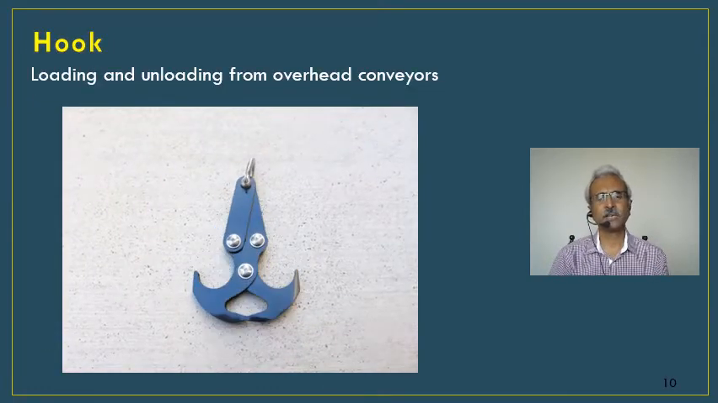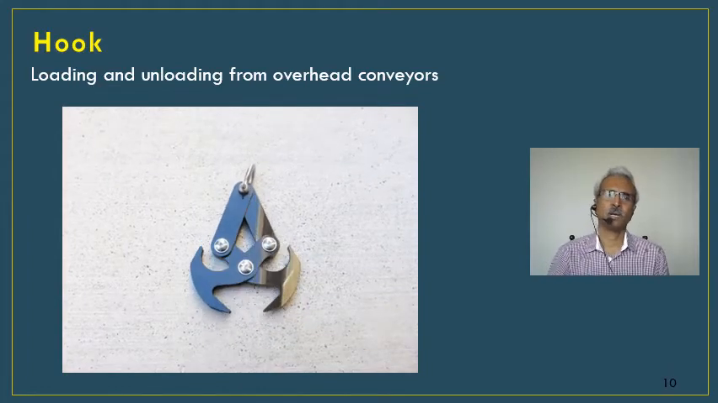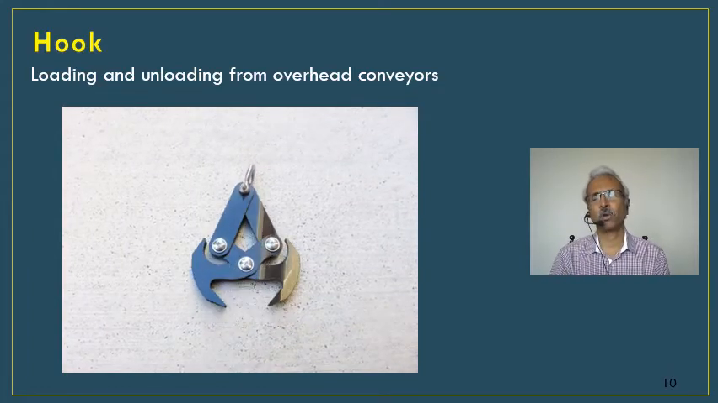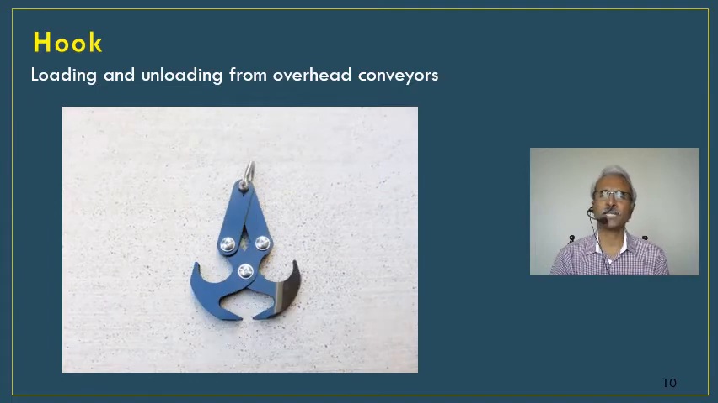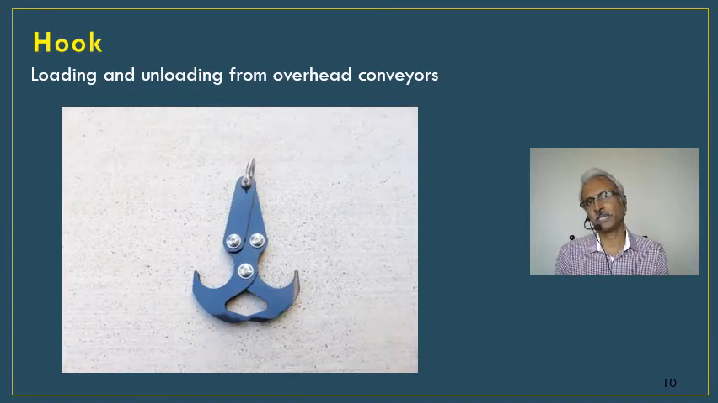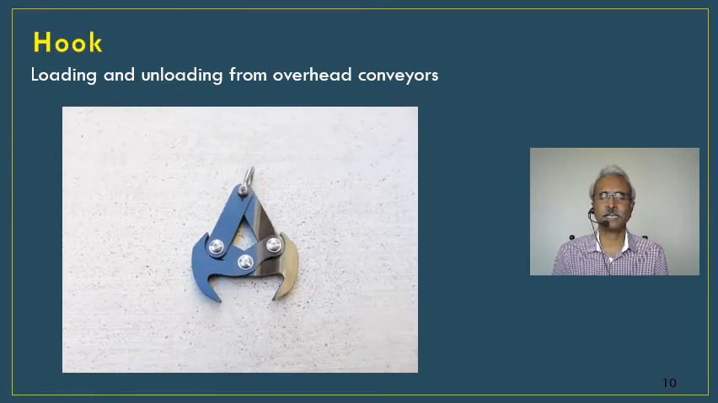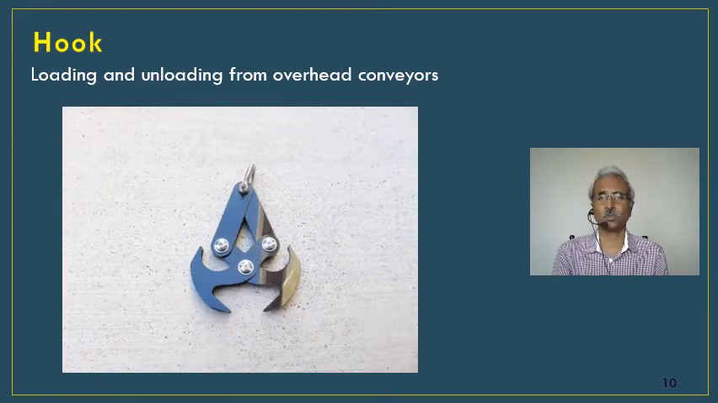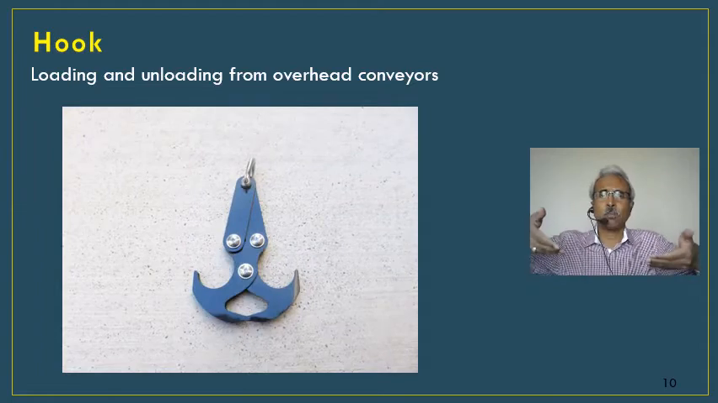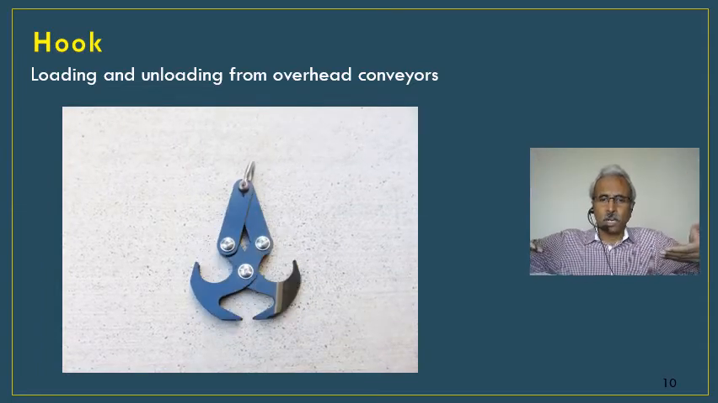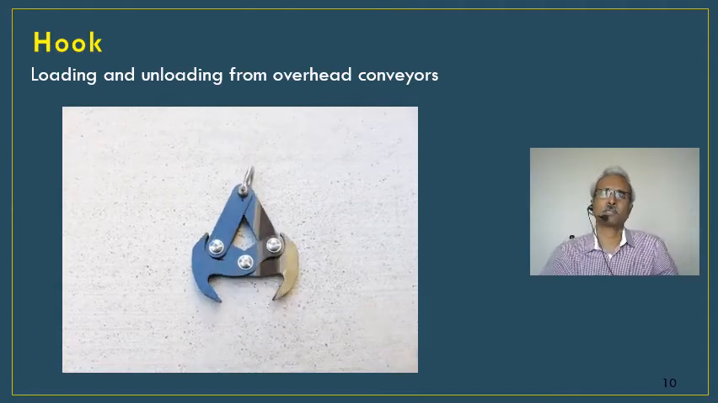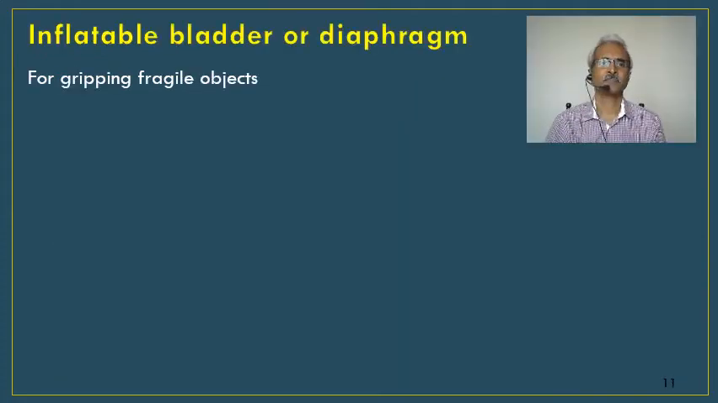So again here also, loading and unloading from overhead conveyors, that is also one thing. Again some explosive material which you want to handle, right. Of course this design is slightly different. There are so many designs for the hook itself where there is a box, you can lower it down and give a movement and then lift the box and things like that. And next you have the inflatable bladder or diaphragm.